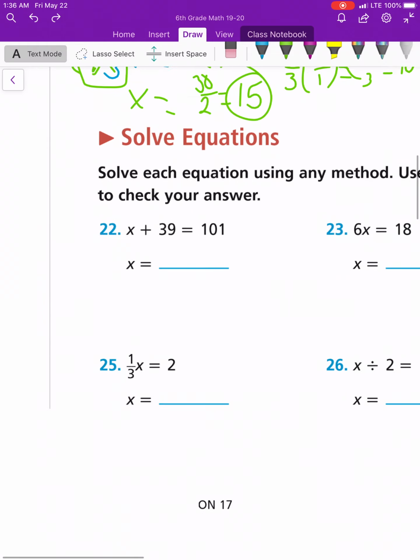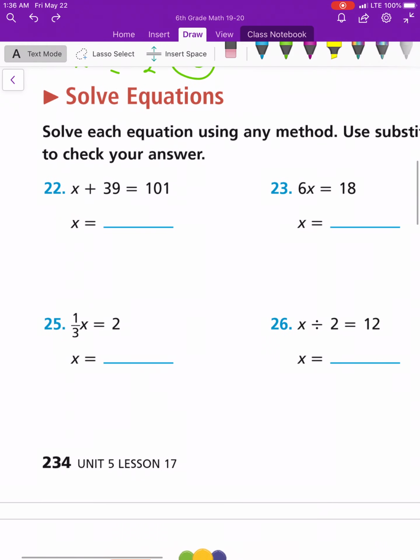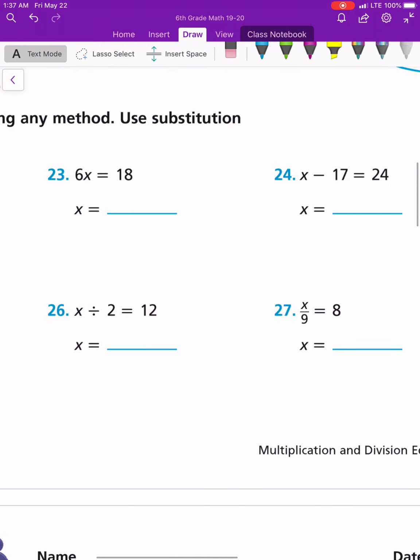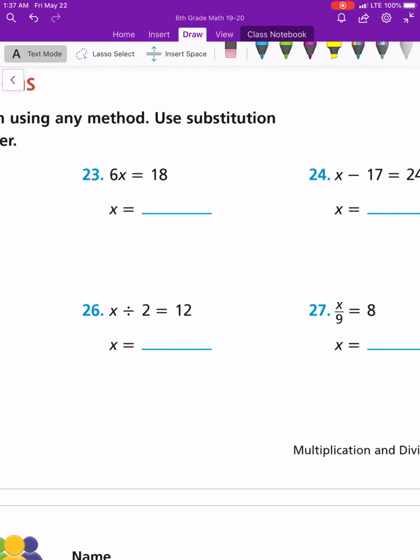Okay. So now we're going to be solving some equations. This is using what you learned in lesson 16 and in this lesson. So this one, I'm not going to solve for you because it's an even number, but just remember I would subtract 39 from both sides because I have a plus 39 that I'm starting with. Okay. We're going to do multiplicative inverse here.